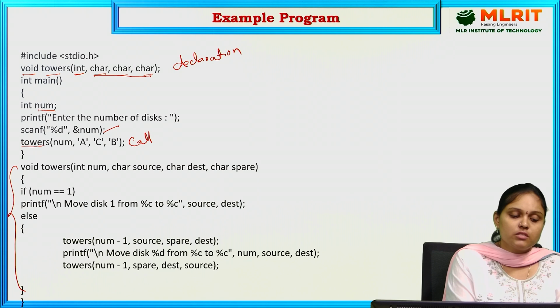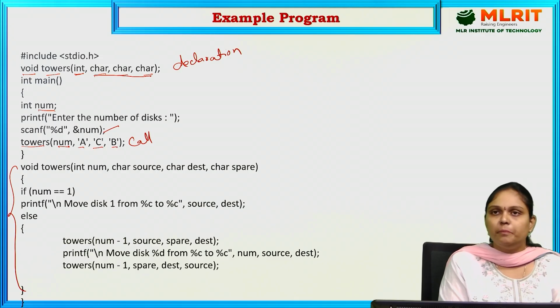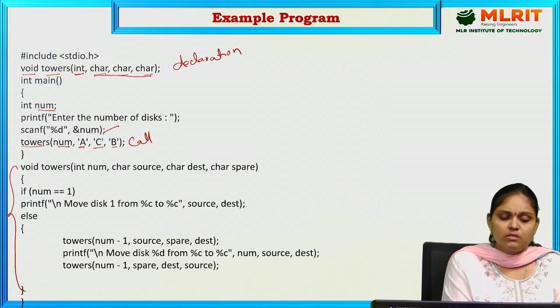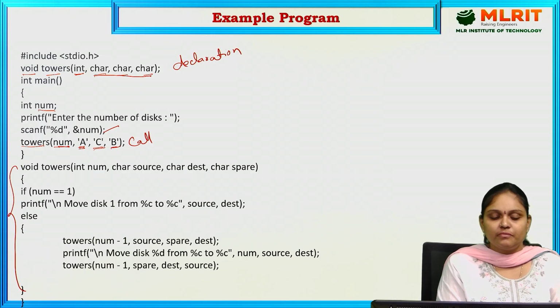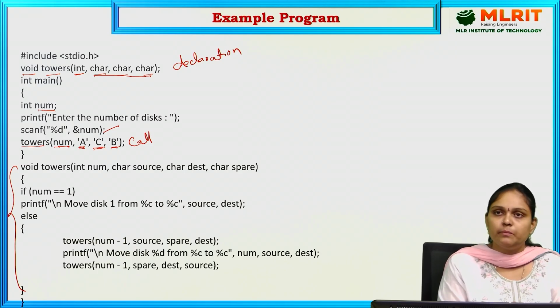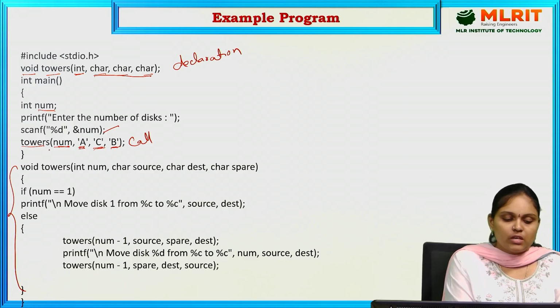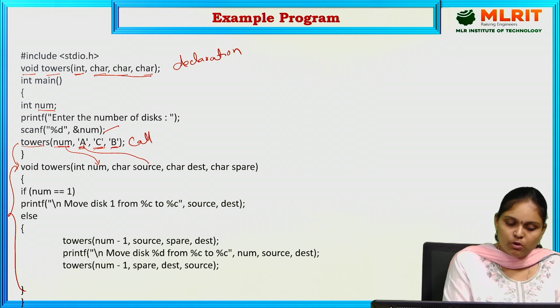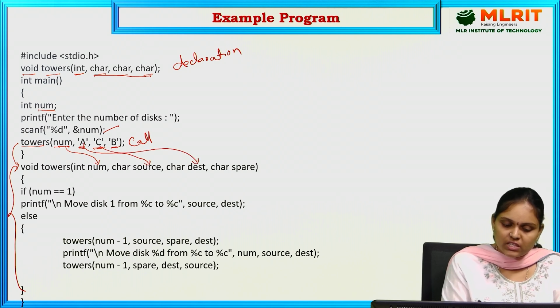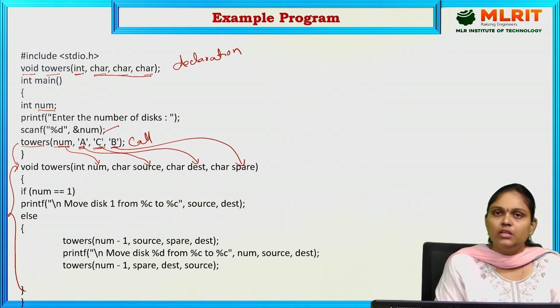Then next you are calling this towers function, and to this towers function what are you passing? The n value, and A, C and B. A is nothing but the source. So these n disks we are moving from source to destination using the spare pole. As we discussed, A is the source, C is the destination, and B is the spare. So we are calling this towers function, and it immediately comes to the function definition. The num value will be copied to this num, the A value will be copied to source, the C value will be copied to destination, and the B value will be copied to spare.